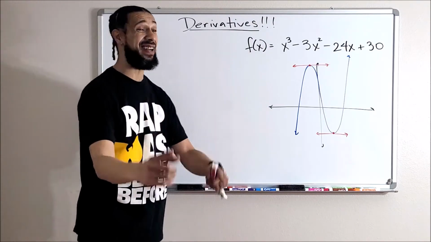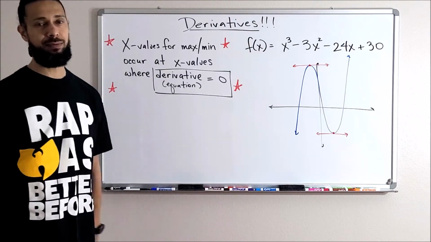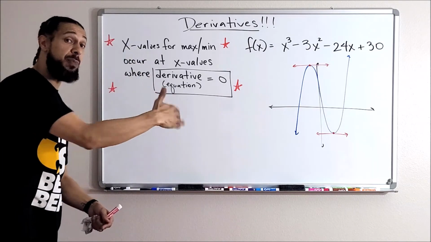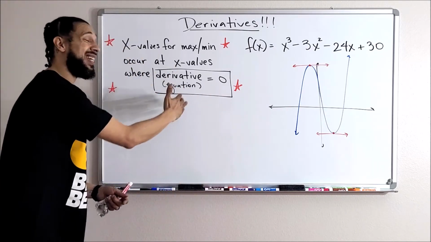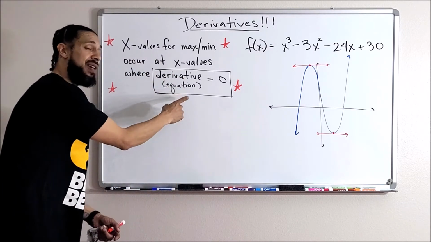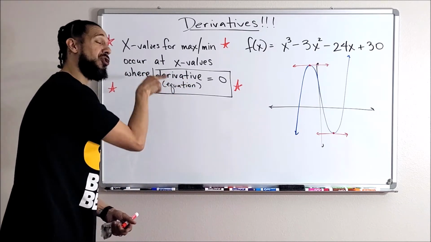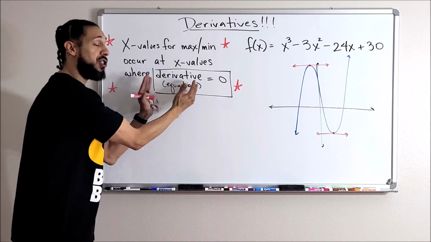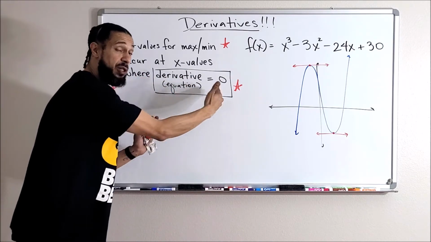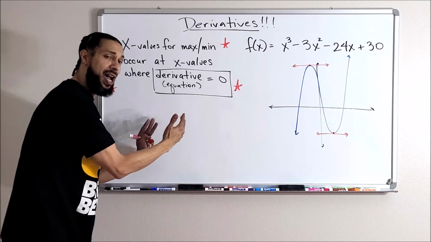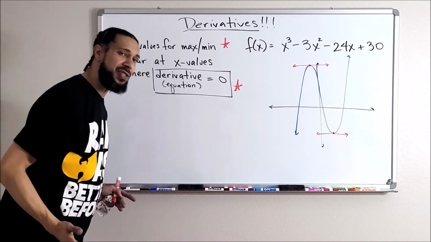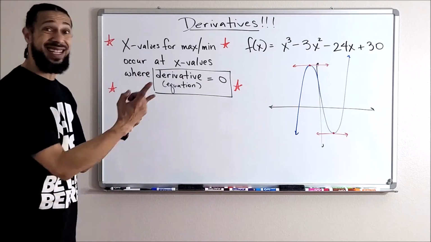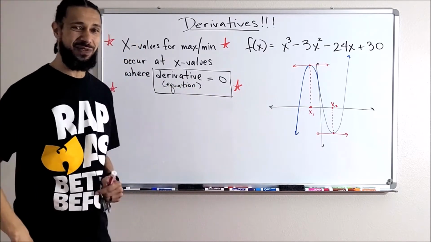Let's get it down now. Let me read it to you. The x values for the maximum and minimums are at the x values where the derivative, which is usually an equation, equals 0. It's going to probably take you some solving to solve this derivative equation for x when it's equal to 0, but those x values that you get out, those are the x values that those max and mins occur at.